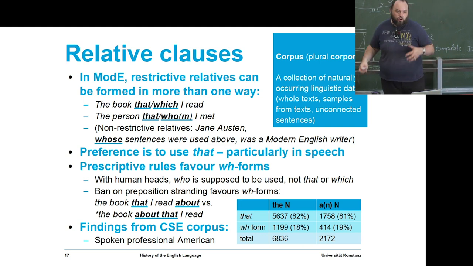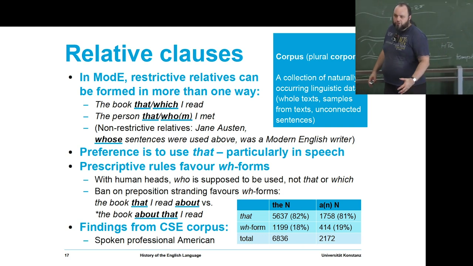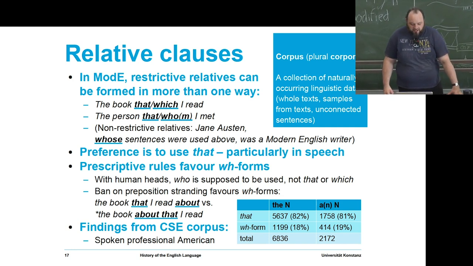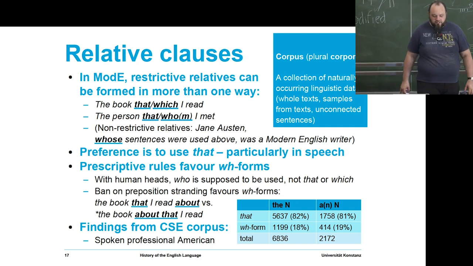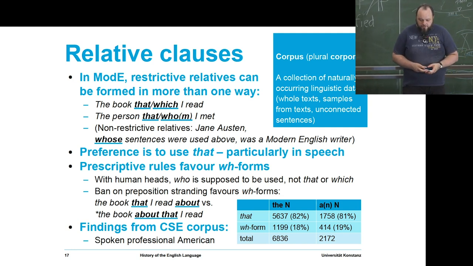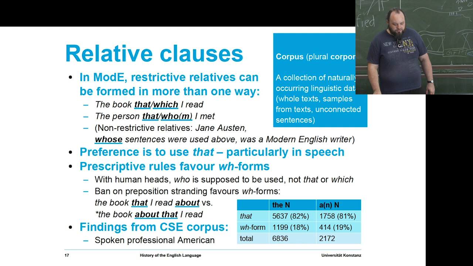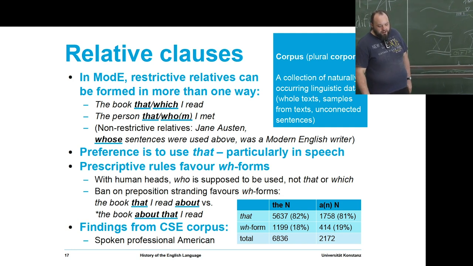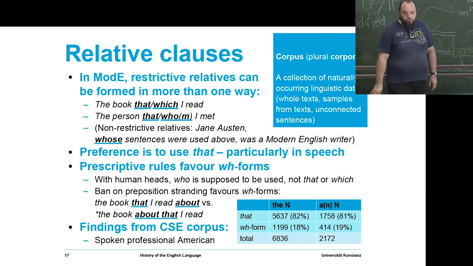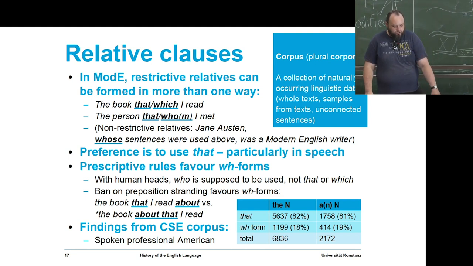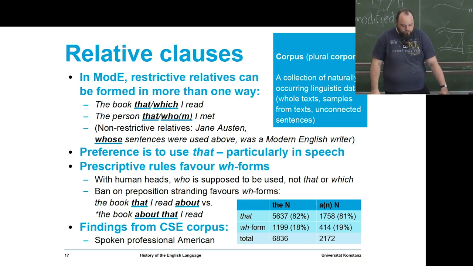So Jane Austen, comma, whose sentences were used above, comma, was a modern English writer. This kind of relative is a non-restrictive relative, so we're going to leave that aside. They work a little bit differently. But the preference for restrictive relatives, which are like these first two, the book I read, the person I met, is to use that or even zero. So you would normally expect to see that or zero in this type of relative clause.